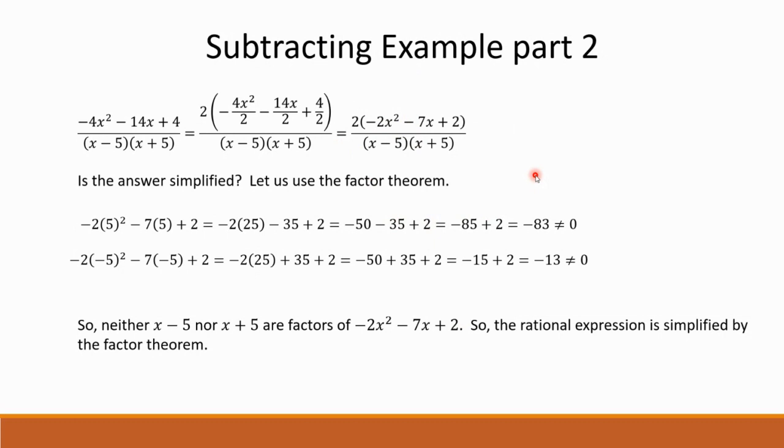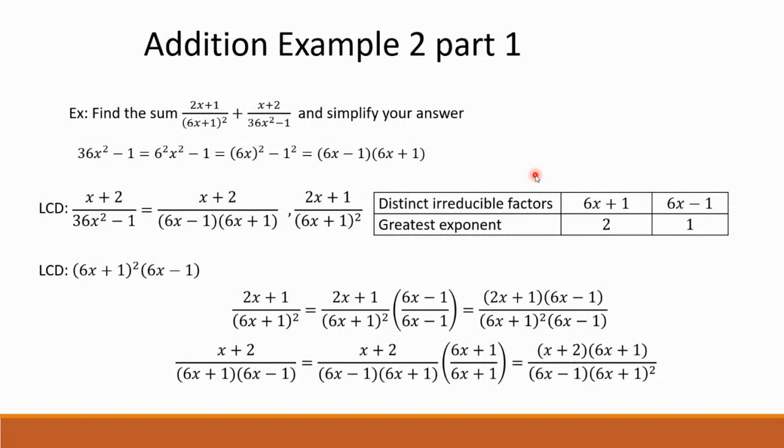Well, let's do another one then. So for this one here, yeah, let's do this one. So here we have these two we're going to add. Okay. Well, let's factor these. Actually here, the first rational expression, 6x plus 1 squared, that's already factored. So all we have to really do is factor the second denominator here. That's easier than it looks.